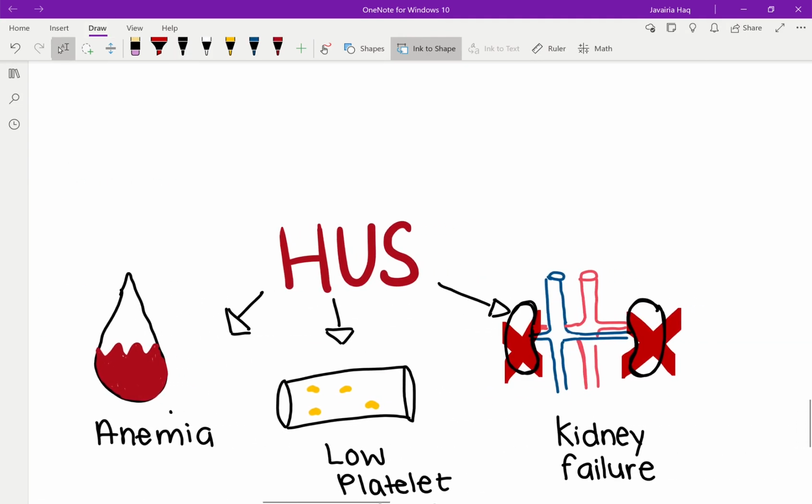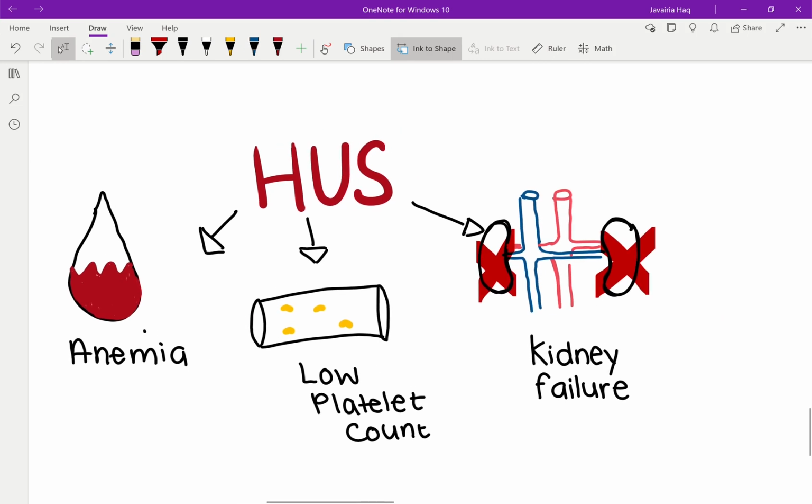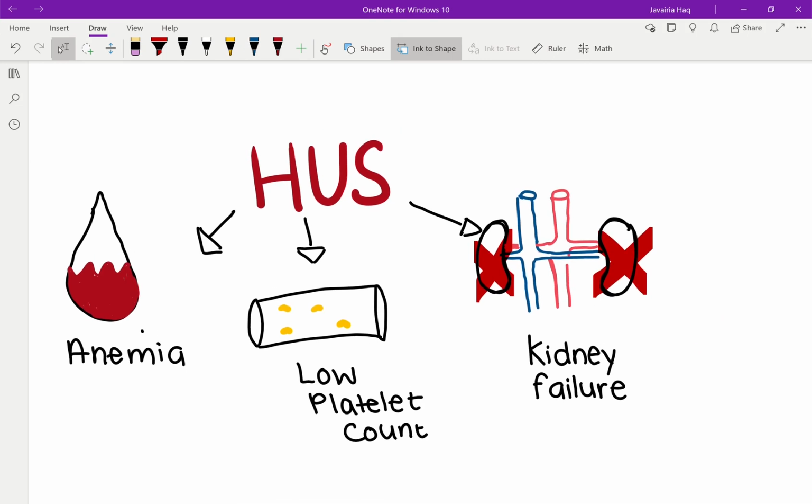HUS can cause anemia, low platelet count, and kidney failure. Platelets are the blood cells responsible for blood clotting. They can clump together within the small blood vessels of the kidneys, which will result in reduced blood flow or ischemia. This can eventually lead to kidney failure. Decreased platelets also increase the risk of bleeding problems.